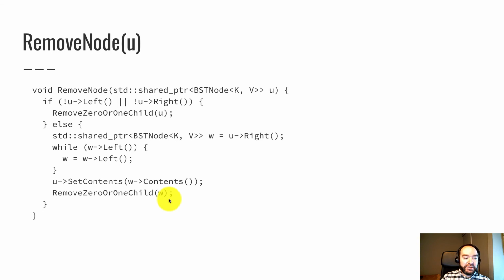And by definition, W does not have a left child. Therefore, W has 0 or 1 children. So remove 0 or 1 child will work on W.